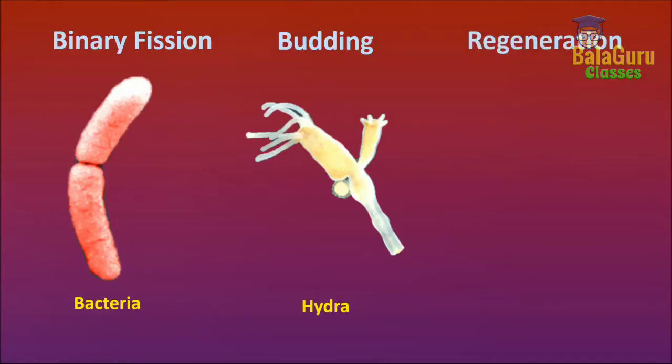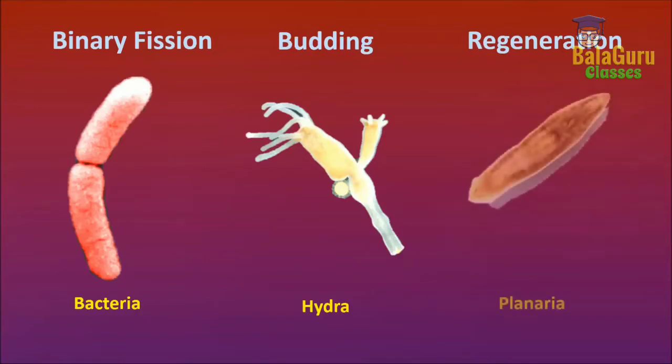Regeneration. The capability of developing into a new organism from a piece which is separated from the parental organism. The best example for regeneration is planaria. When the planaria is cut into several pieces, each and every piece develops into a new planaria. So the best example for regeneration is planaria.